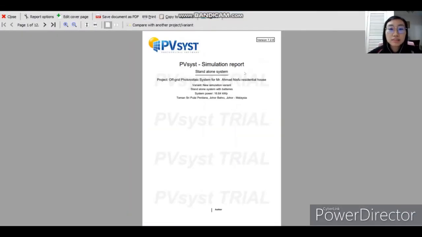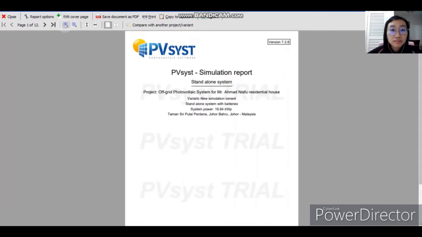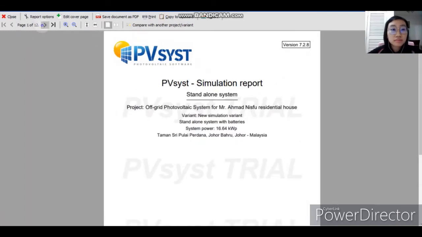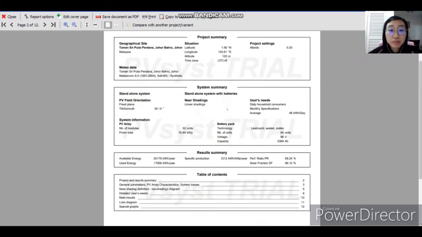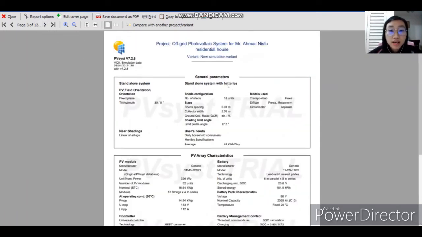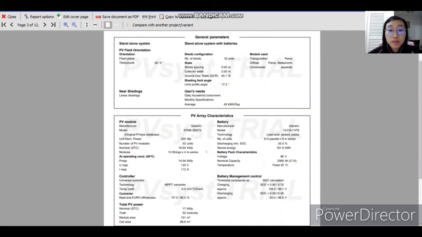And this is the simulation report for the standalone system for Mr. Ahmad Nifu's residential house. We can see in the project summary the geographical site parameters: the latitude, longitude, altitude, and also the time zone for Mr. Ahmad Nifu's residential house area. And this is the system summary that we have set just now. And this is for the general parameters with the battery and also the PV array.